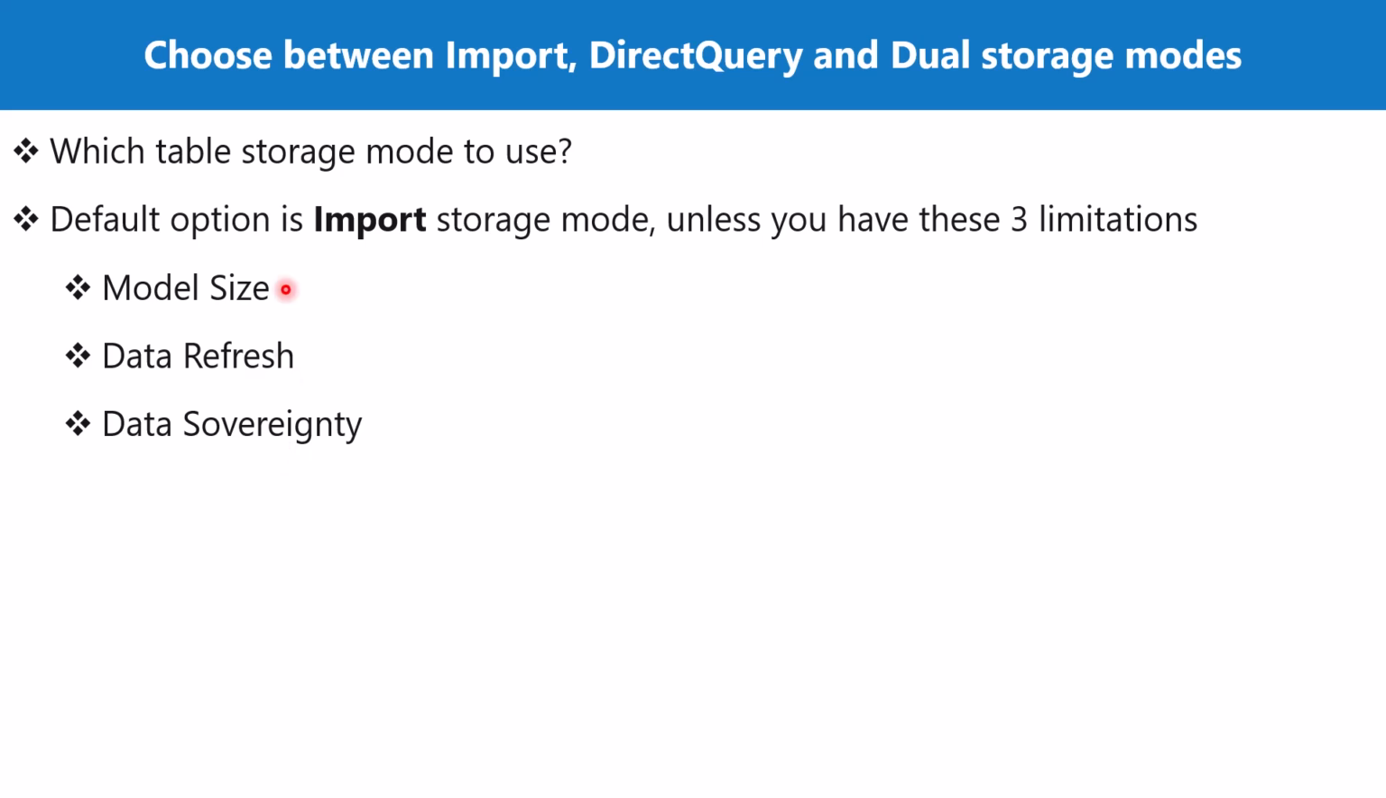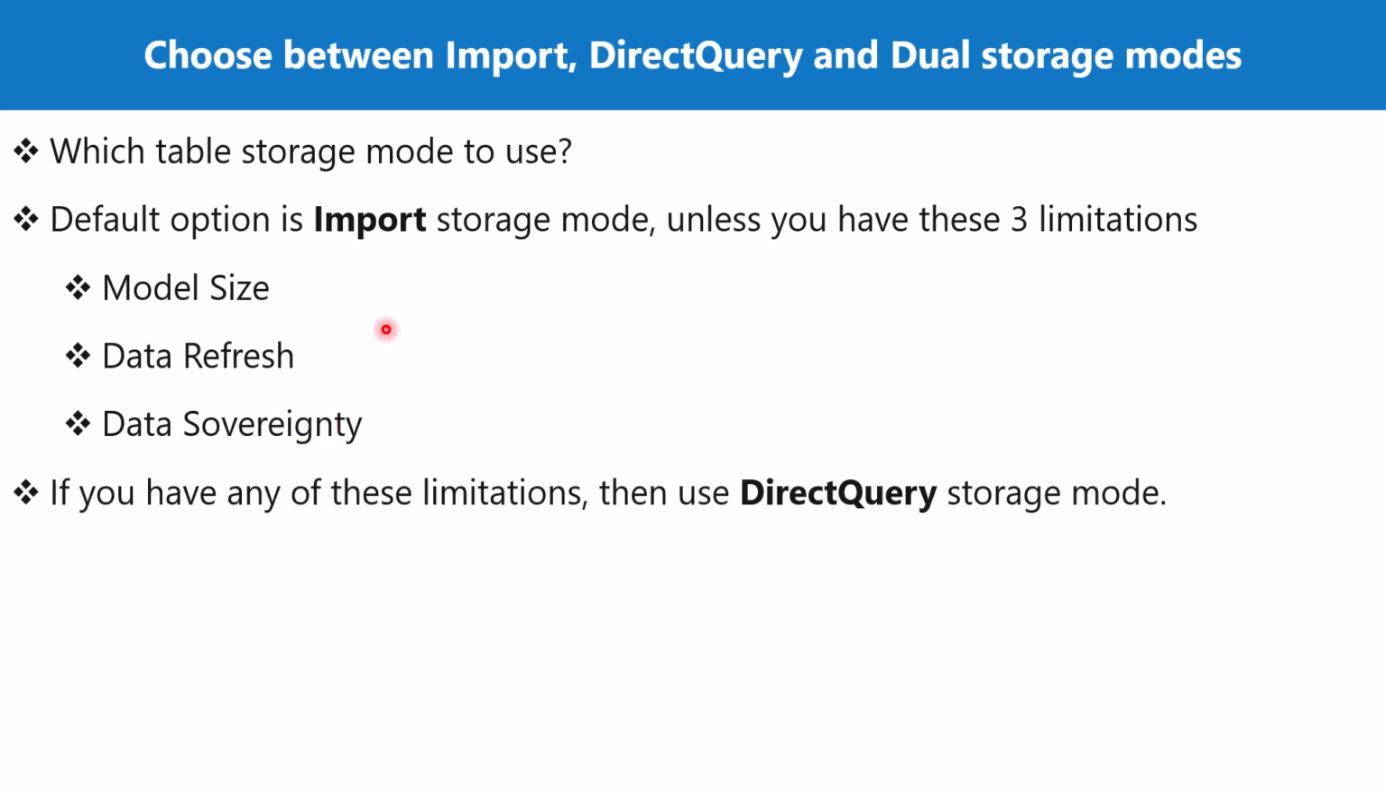If you have one or more of these limitations, then the next choice is the DirectQuery storage mode. And normally this limitation is on the fact table. Your fact table is the table which grows more than the dimension table, so it will have many more records. If there is a requirement on the model size, then the data is going to be much more in the fact table, so that is the table which is going to increase your model size.